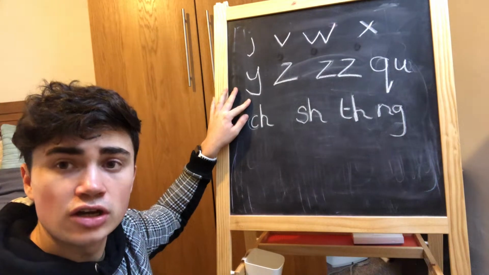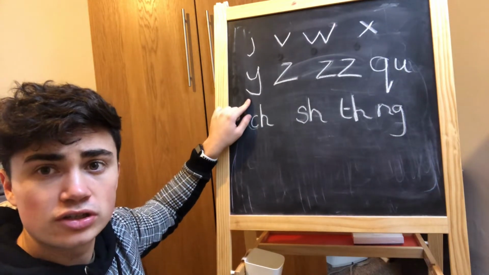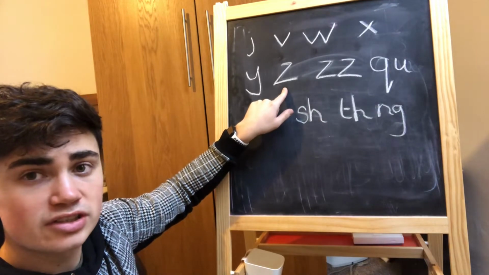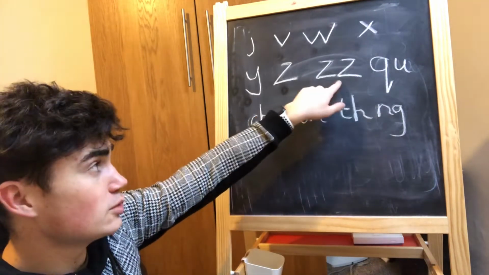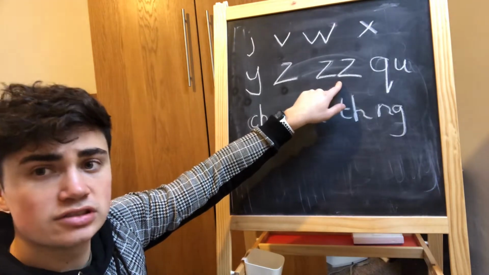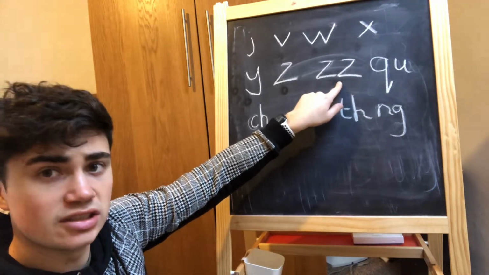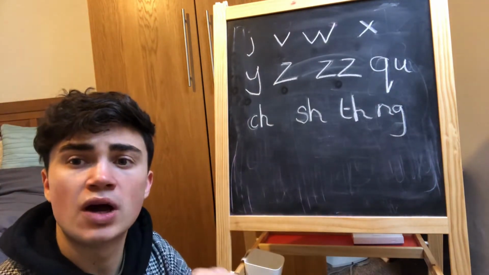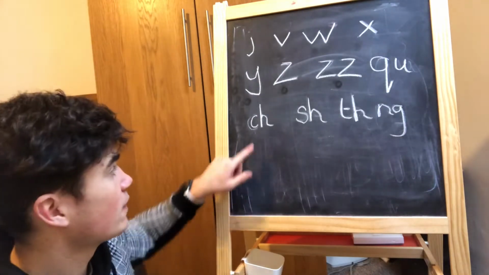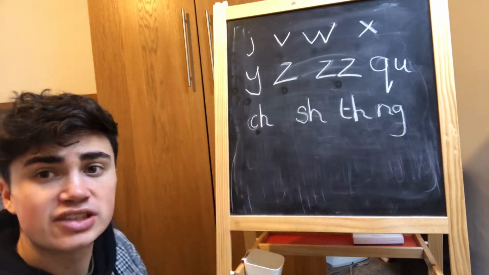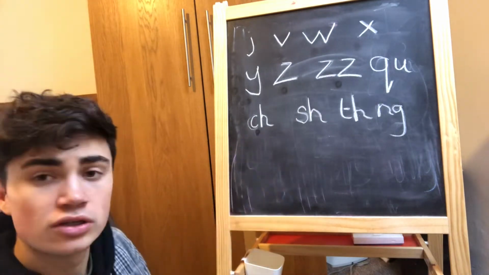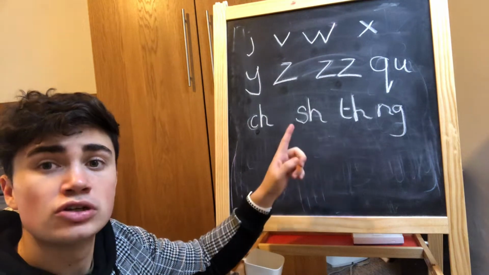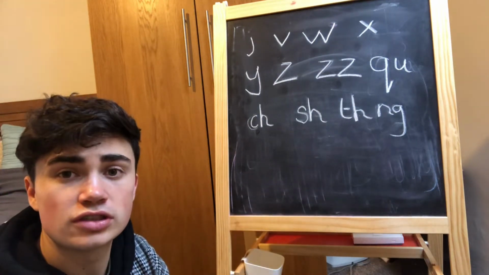Y, my turn, Y, your turn. Well done. And we've got the phoneme Z, my turn, Z, your turn. And we've got the double letter Z. So my turn, Z, your turn. Z. And we've got qu, my turn, qu, your turn, well done. We've got ch, my turn, ch, your turn, well done. And we've got sh, my turn, sh, your turn, well done.